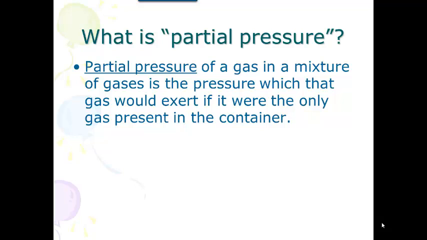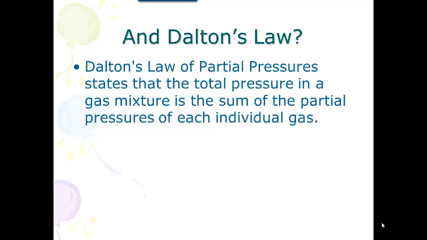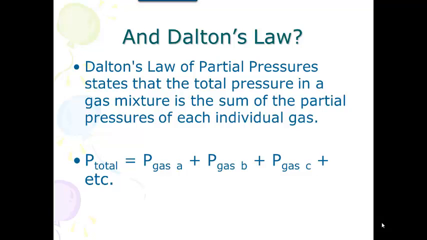A lot of times you will see the notation, the partial pressure of oxygen or the partial pressure of carbon dioxide. This just means the pressure of that one gas when it's mixed in with others in the same container. Dalton's law of partial pressures tells us that if all those gases are behaving independently of one another and they exert a certain amount of pressure by themselves, then if we mix them together, we can add those pressures together. The total pressure in a mixture of gases is the sum of all the partial pressures. Mathematically, you're adding the partial pressure of gas A plus the partial pressure of gas B plus the partial pressure of gas C, and so on, depending on how many gases are in your mixture.